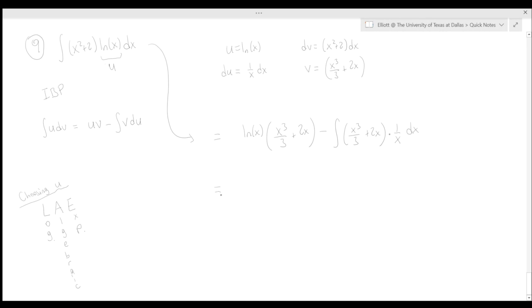All right. Now at this point, we don't need to do anything else with this part over here, so I'm just going to start copying it down each time. What we do need to do is integrate all of this still. But now this is something we can integrate using some more basic rules. First, we'll try to simplify by putting the 1 over x inside. If I distribute the 1 over x, we're going to get x squared over 3 now. And here it's just going to be plus 2.